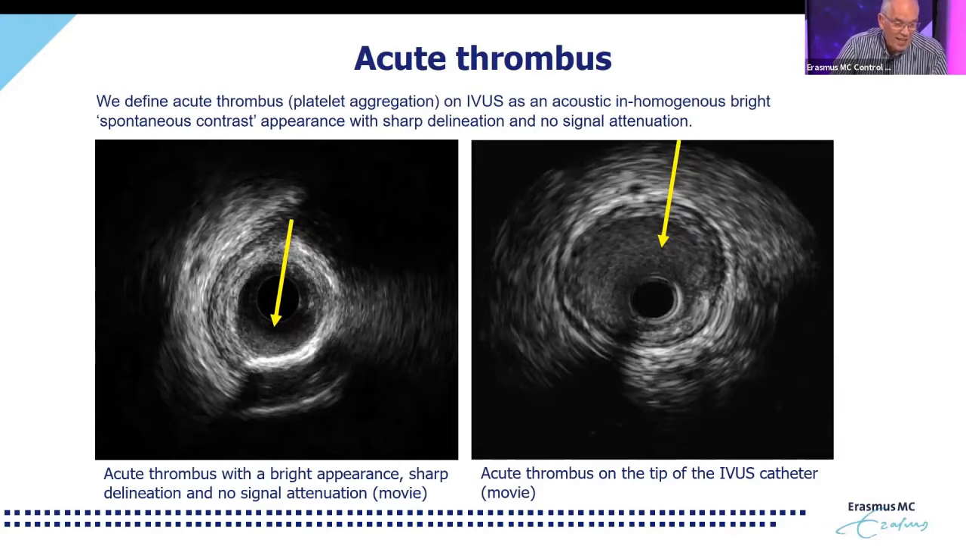Well, platelet aggregation, then there is always something acute going on. And if you look at the right picture there, and we put that there, then we see platelet aggregation. Well, just one moment, it starts automatically.